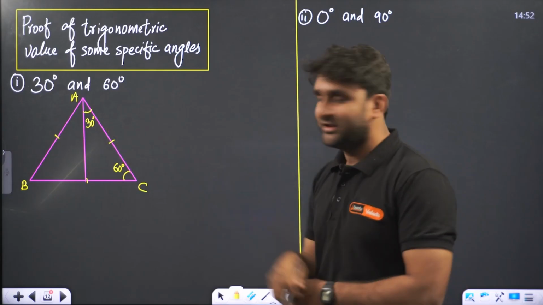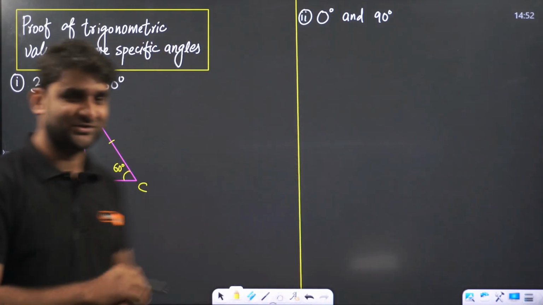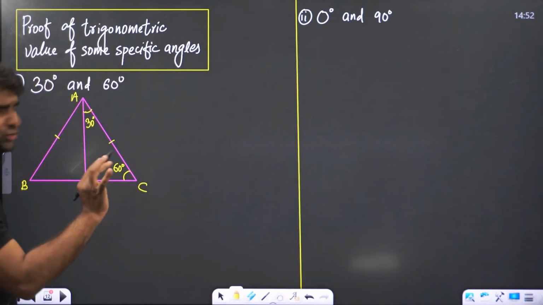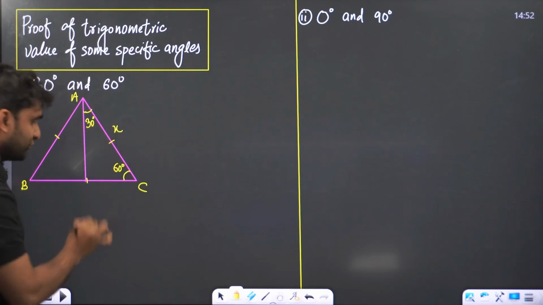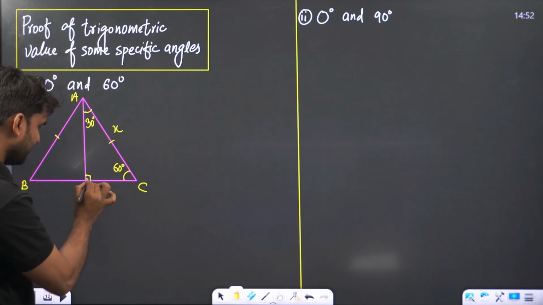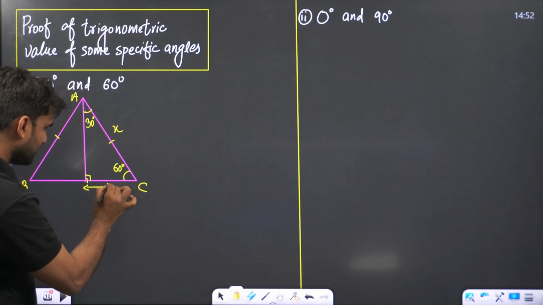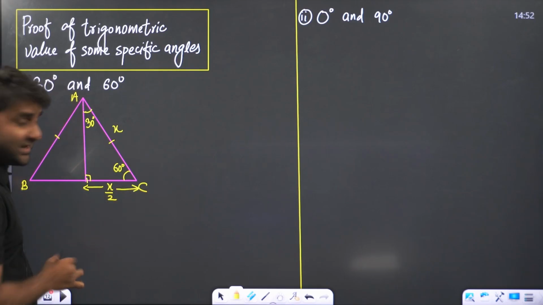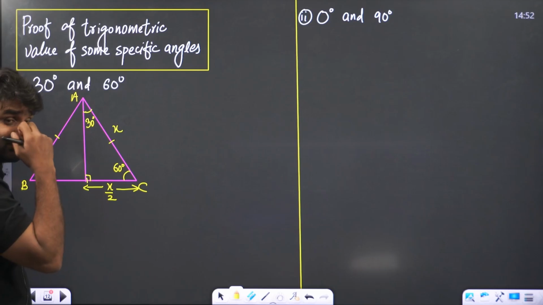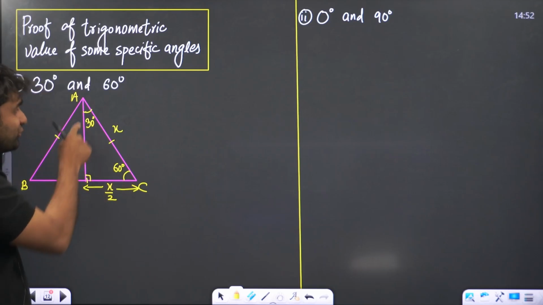60, 30. Have patience. Now, my dear, let's assume the side of this equilateral triangle is x. So what will be this? And this is 90 degrees. We know the median. This is x by 2. Clear, everyone? If this is x, this is x by 2. So what will be this?